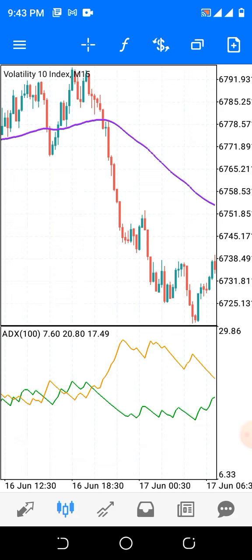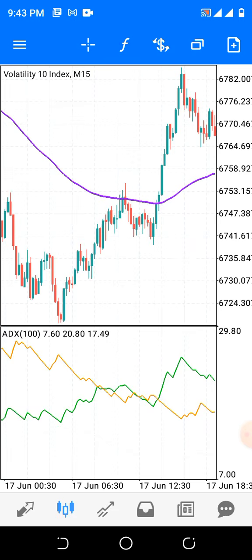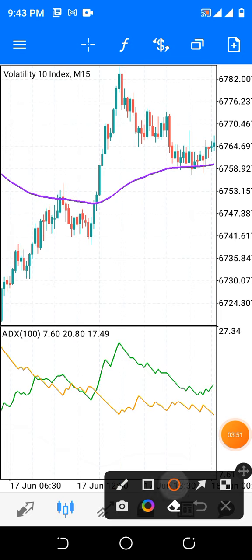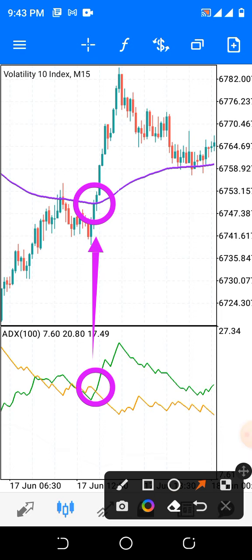Now we proceed. Watch here again. You see a simultaneous crossing. Check, you see that both of them occur at the same time. So we take a buy position.